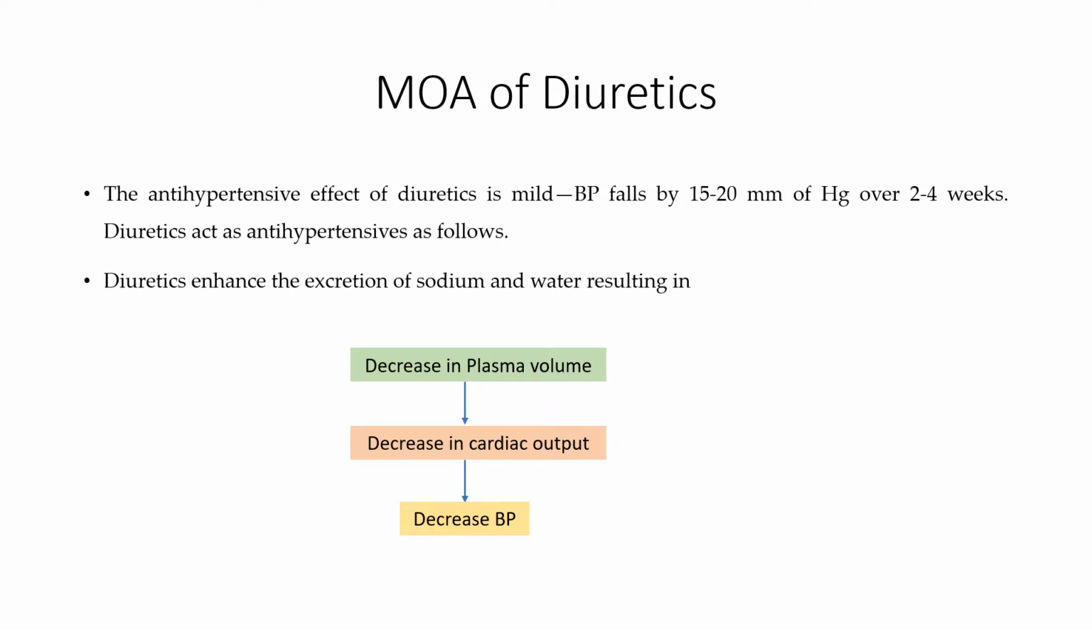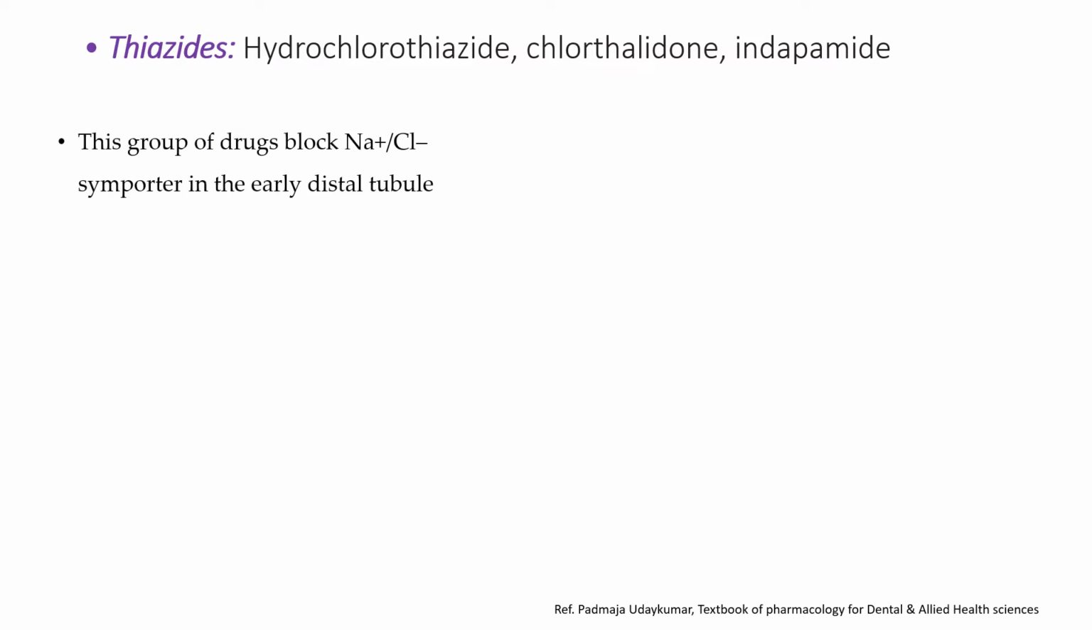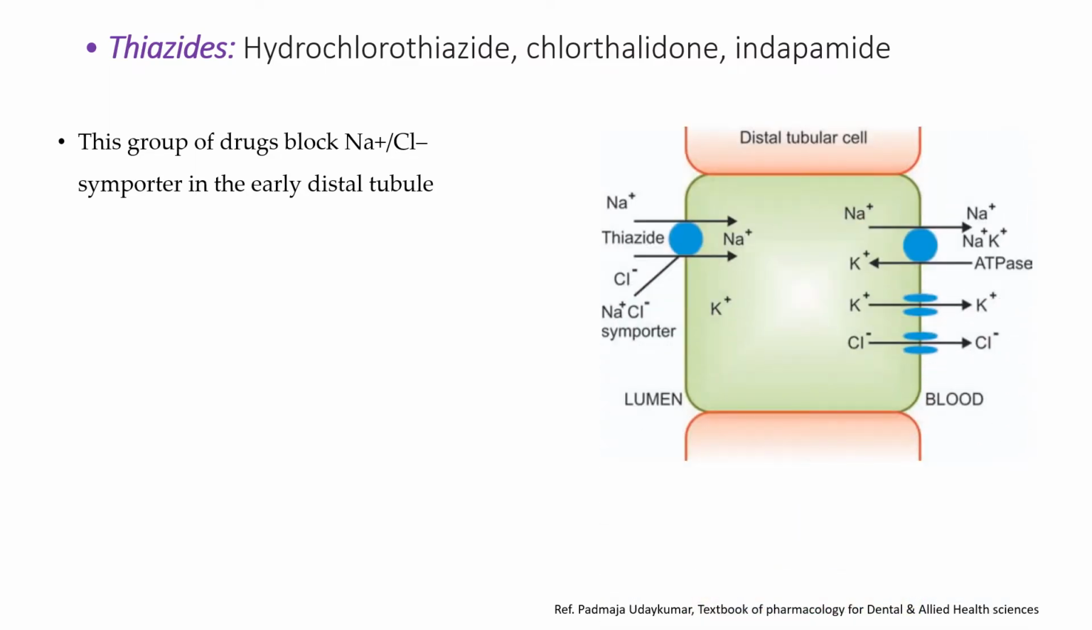As we know, there are different types of diuretics used for the treatment of hypertension. So let's see each diuretic one by one in detail. The first one is the thiazide diuretic. This group of drugs blocks the sodium and chloride symporter in the early distal convoluted tubule.